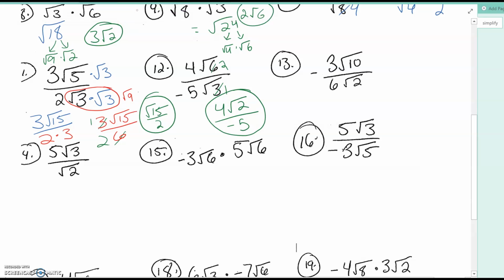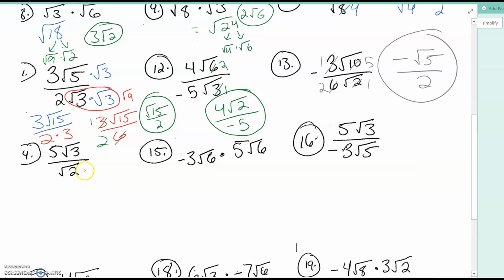In number 13, I can simplify here. 1, 2, 5, and 1. Don't forget that negative. So this would be negative square root of 5 over 2 times square root of 1, which is just 2. If you put a 1 out in front of there, that is a-okay.